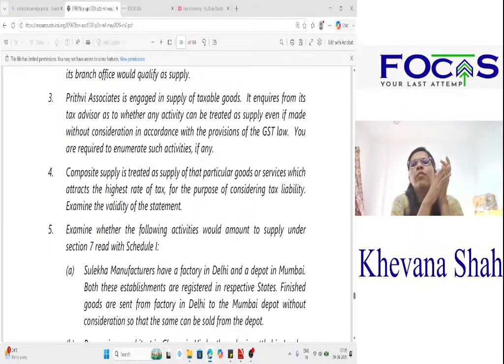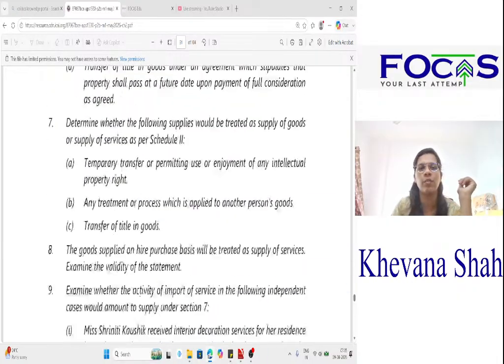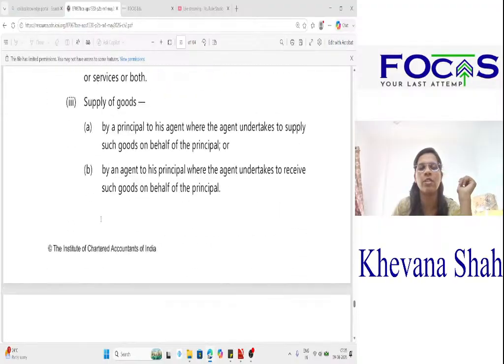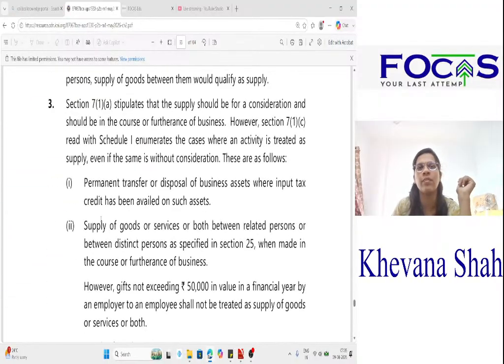So see what we are doing here. This Prithvi Associates is engaged in supply of some taxable goods. Now it is inquiring from the tax advisor whether any activity will be treated as supply even if it is made without consideration. So for these we have certain 3-4 things which we had seen in yesterday's class that will constitute as supply even if given without consideration. So let's understand what these things were.